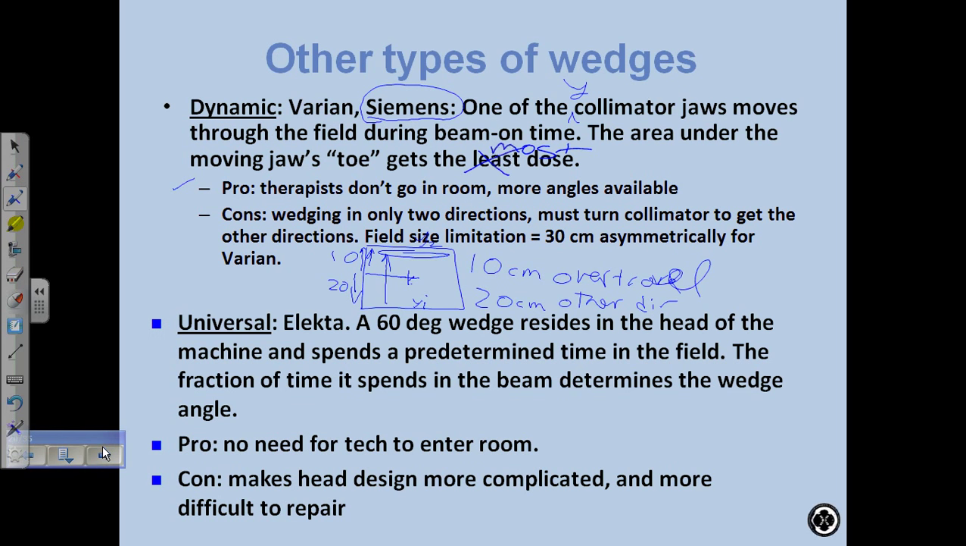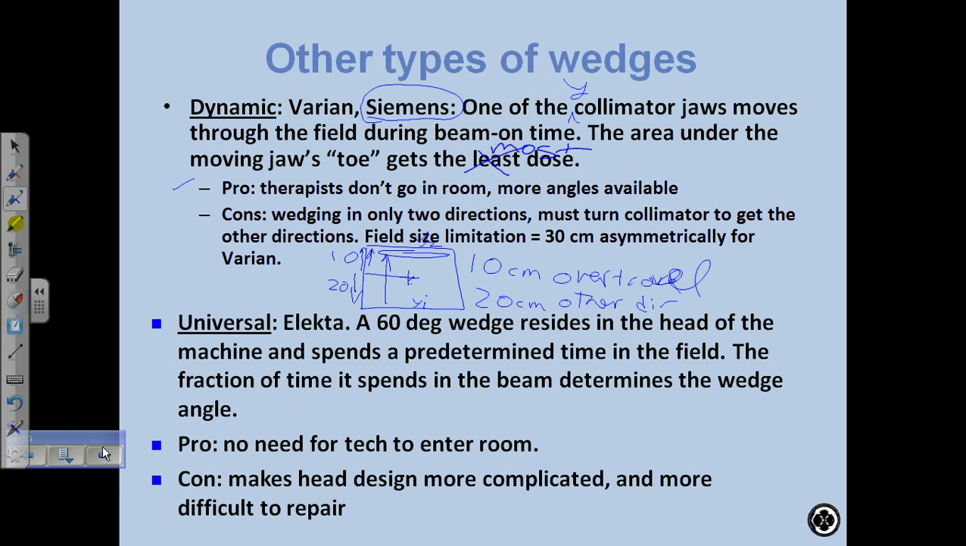Okay. Moving on to universal, a 60-degree wedge resides in the head of the machine. This is a different kind of wedge and spends a predetermined time in the field. The fraction of the time it spends in the beam determines the wedge angle. Okay. So picture this little wedge up in the head of the machine. It rides on a motor, moves in and out, up in the head of the machine, and gets in the field or out of the field. And it's a 60-degree wedge, the equivalent of a 60-degree wedge.